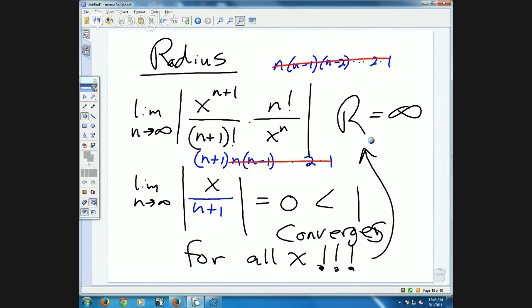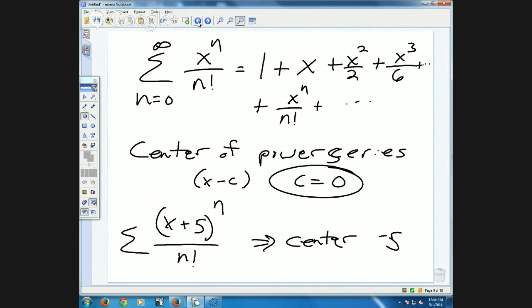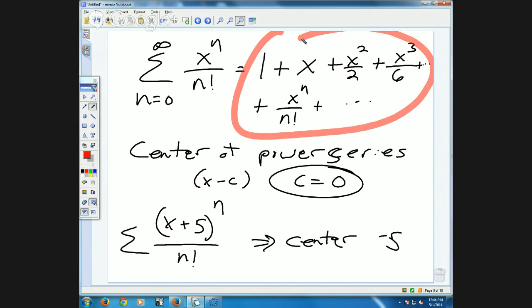Oh, I see it now. So here's the deal, right? This series right here, no matter what x value I plug in, will converge. I like that. Go infinity. Okay, like suppose 7.